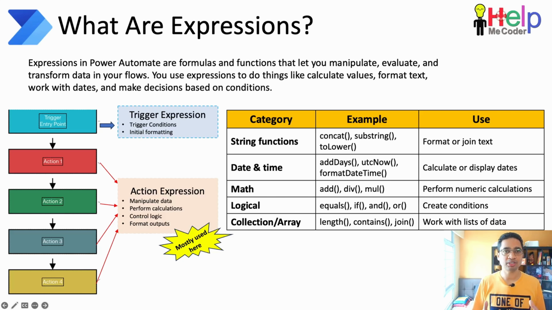So what are expressions? Expressions in Power Automate are formulas or functions that help you to manipulate, transform or evaluate your data. You can think of them as mini pieces of code that you can plug into your flow logic so that it can make your flow dynamic. For example, if you get two pieces of text, you can concatenate them. If you get some dates, you may want to find the date difference. You may want to change the way the date gets displayed, and you can do that.